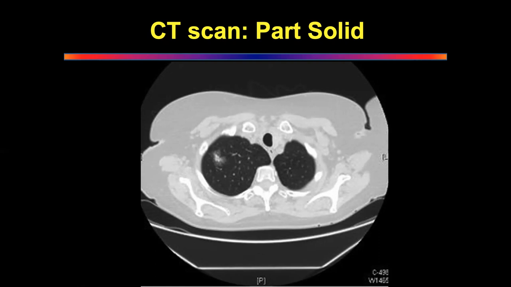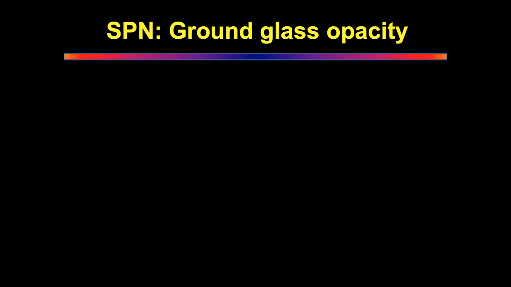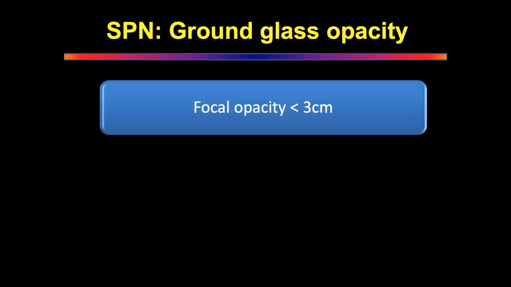The bronchovascular markings are traversing through the lesion. Okay, so focal opacity less than 3 centimeters. What is the differentiation between the ground glass and the surrounding parenchyma? There has to be some difference, isn't it? So what is the differentiation between the components of the ground glass and the parenchyma on radiology?